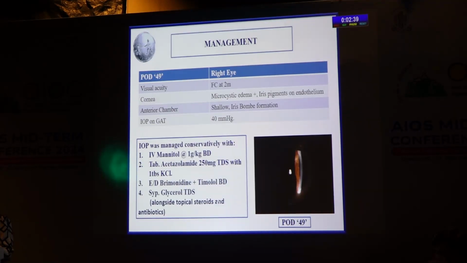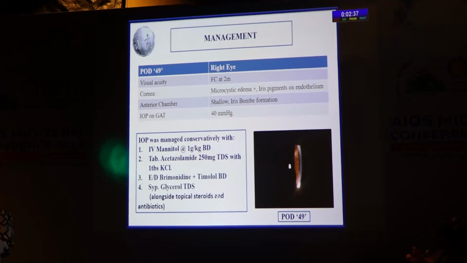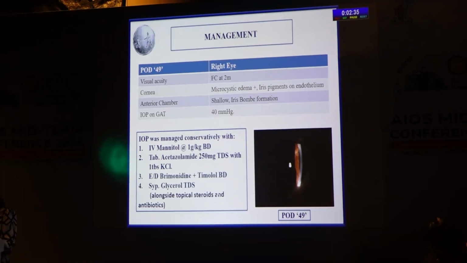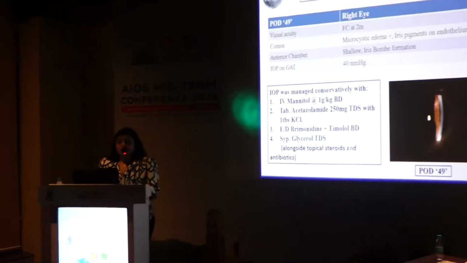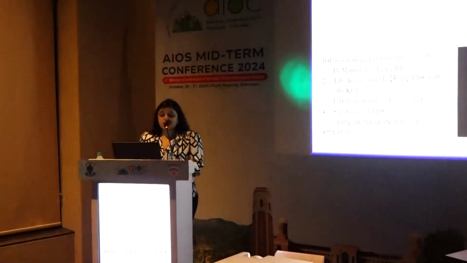At POD 49, the visual acuity further declined to finger counting at 2 meters with microcystic edema in the cornea. The AC was shallow with iris bomb formation and IOP was 40 millimeters of mercury. Along with anti-glaucoma medications, the patient was started on IV mannitol and syrup glycerol, and the IOP was tried to be managed conservatively. Despite the conservative management, IOP consistently remained above 28 millimeters of mercury. Therefore, NDYAG peripheral iridotomy was done at POD 52.